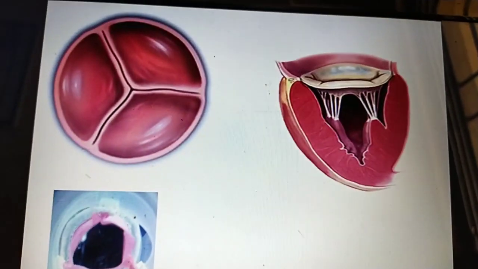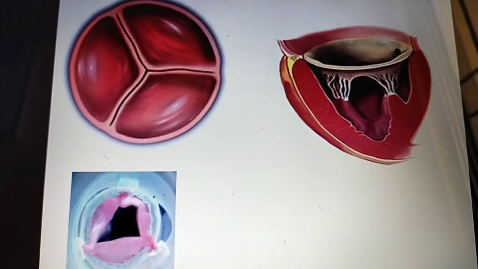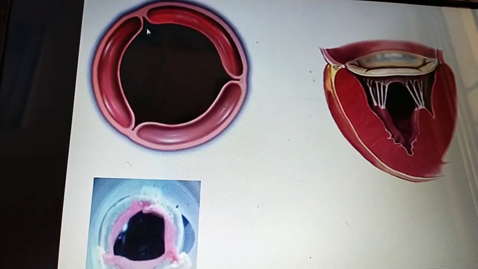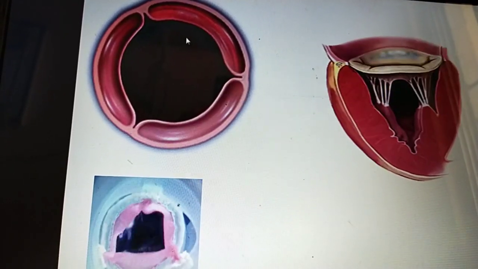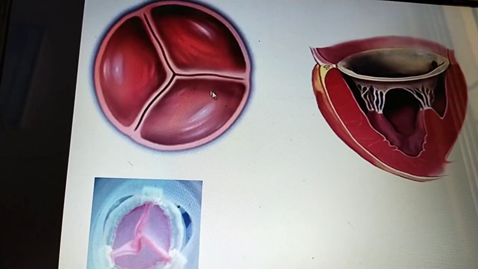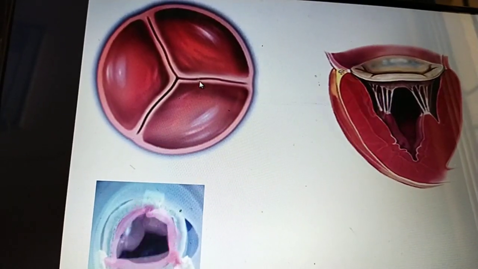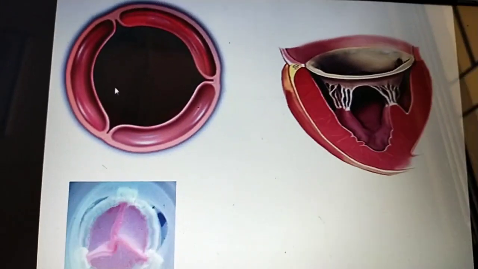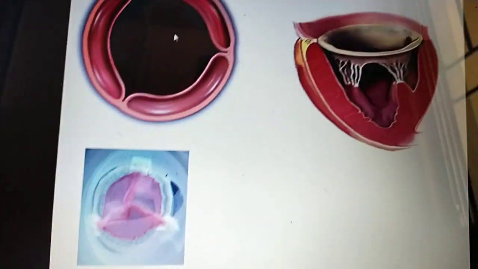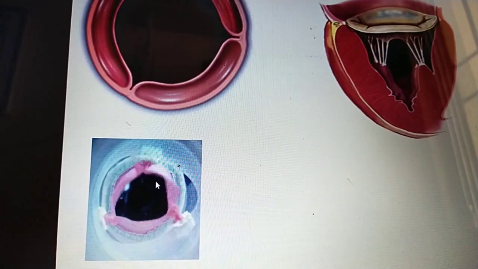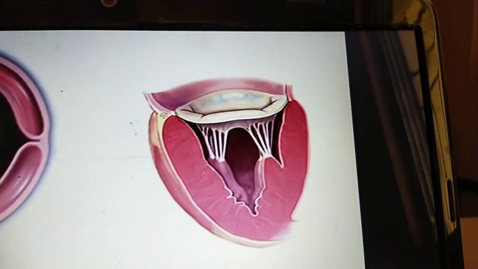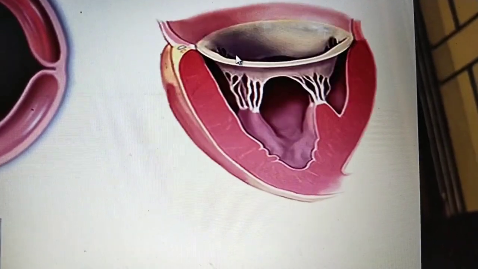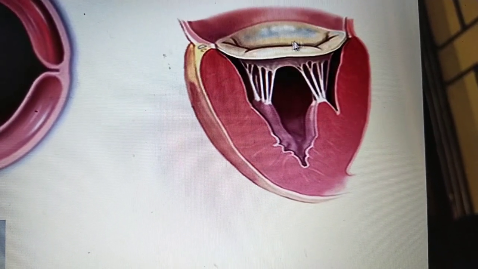You can see here some structures of valves. There are three parts, or three leaves, or three cusps, like this. These are seen in three, and that is why it is called a tricuspid. Already I explained, these are the cusps. These cusps are the valves.